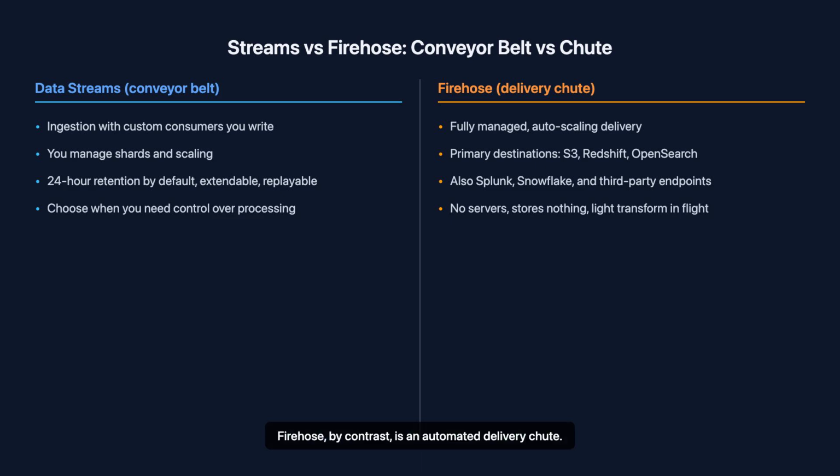Firehose, by contrast, is an automated delivery chute. It's fully managed and auto-scaling. It just dumps everything into the right bin. The primary destinations you'll see most often are S3, Redshift, and OpenSearch, but Firehose also delivers to Splunk, Snowflake, and various third-party endpoints. It stores nothing itself, though it can do light transformation in flight. The shorthand: Streams ingests with control, Firehose delivers hands-off.